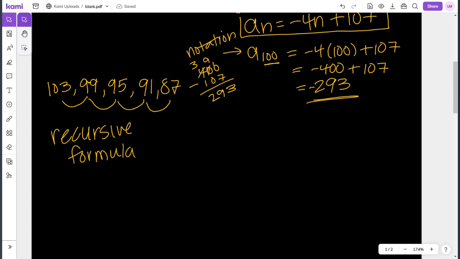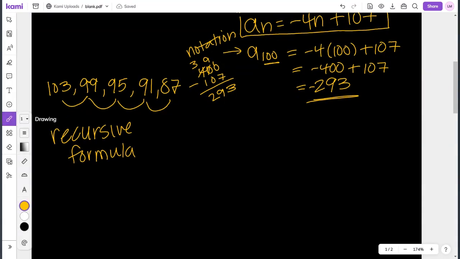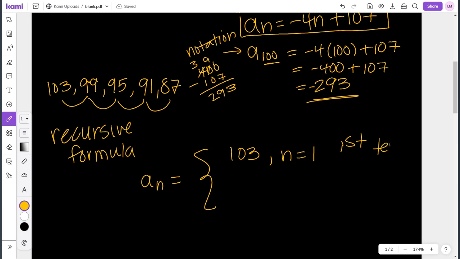All right, so my recursive formula looks like a sub n equals, right? Recursive formula, we start with the first term. So 103 when n equals 1. So I just put the first term on this line. Okay, so this is kind of going to feel like that gigabyte problem that we did. So there's my first term at 103. My second line is going to be how I find every term after that.